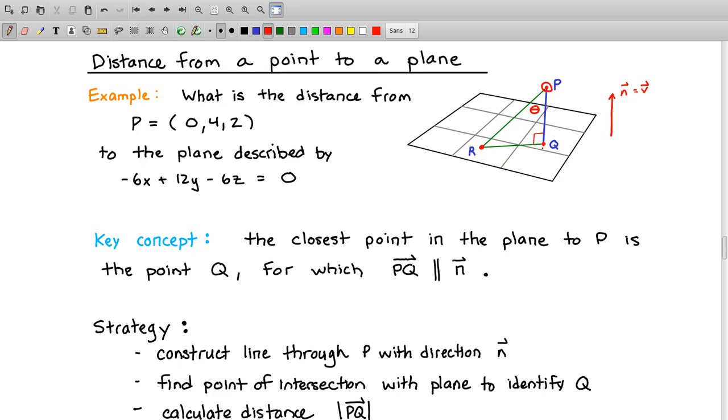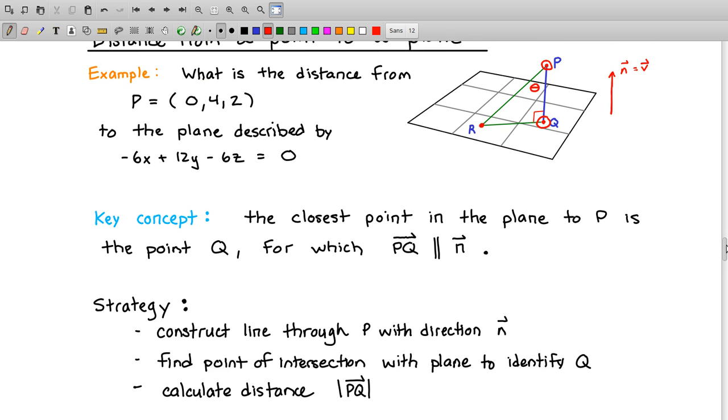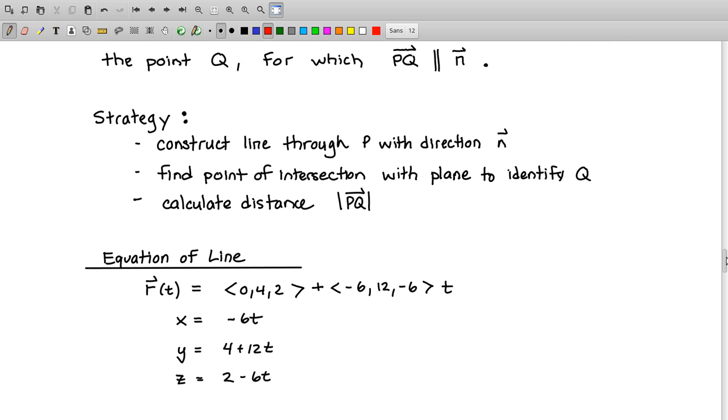And we just did a problem where we calculated the intersection between a line and a plane. And that will give us the point Q, and then we find the distance between P and Q. So, multi-step problem. It's important to think through the process before we start writing down formulas and trying to calculate things. So what's the first step? Write down a line through P with direction N.